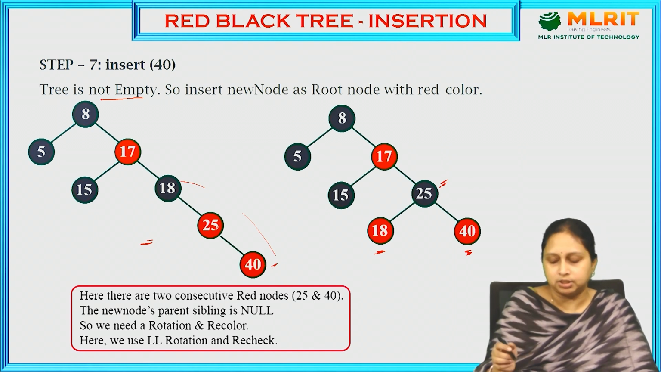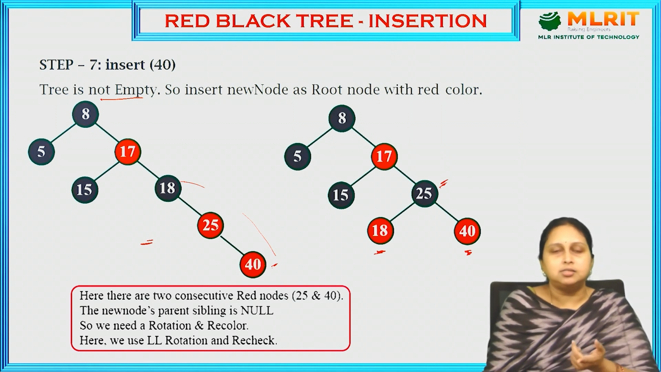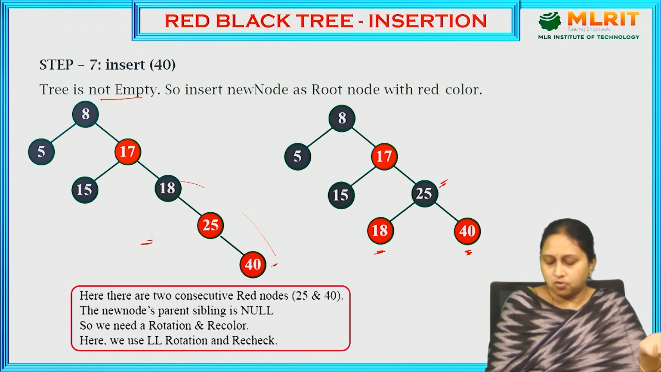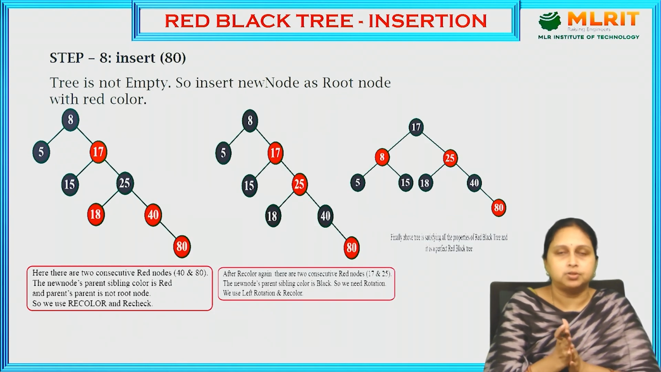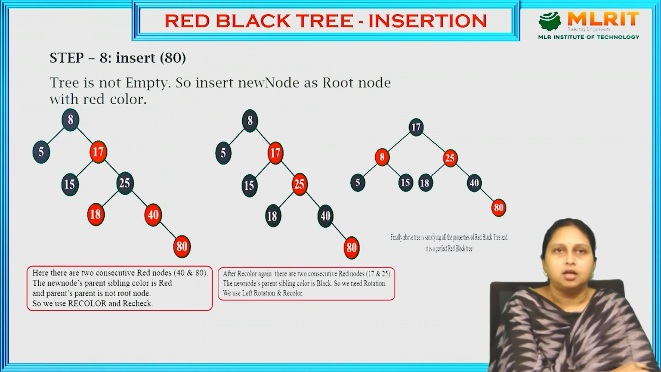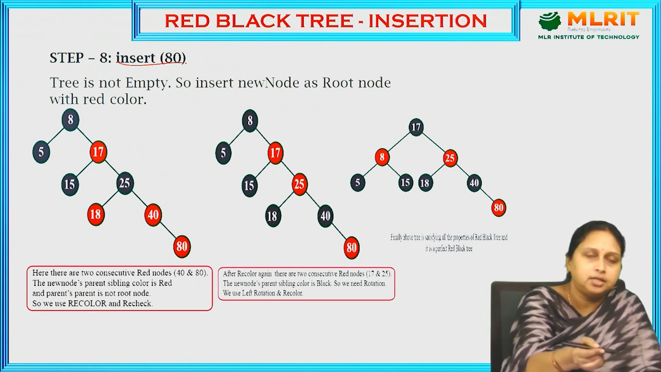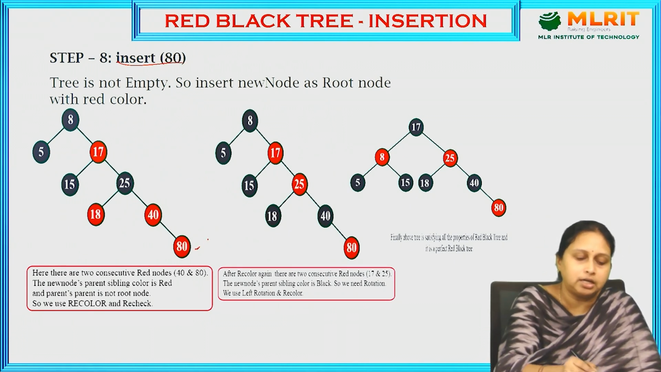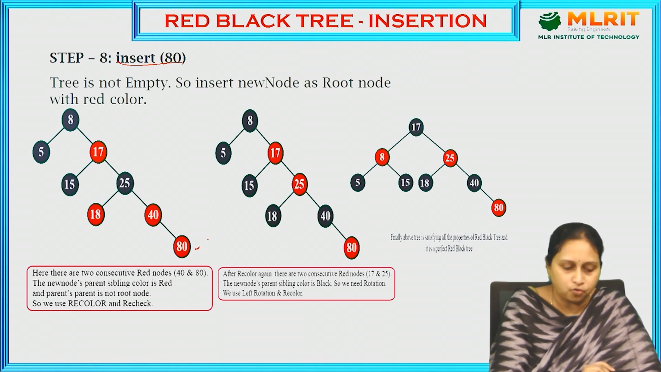After changing this, check once: is there any conflict? No conflict, so moving on to the next one. Now I want to insert 80. The tree is not empty. Where do I need to insert 80? To the right of 40, I need to insert.